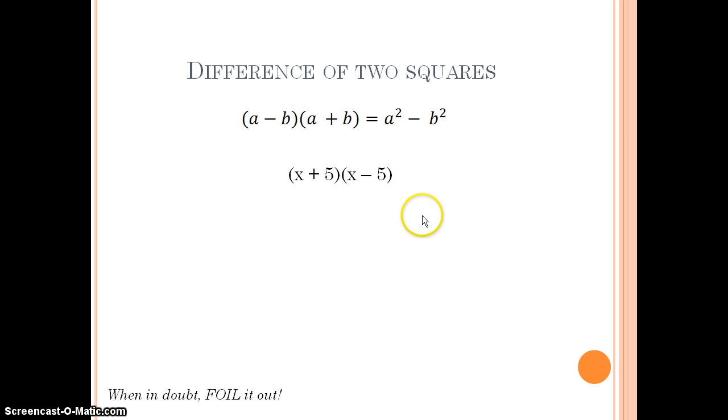All right, and we like to say, when in doubt, FOIL it out. So if you're not sure, you don't recognize the special case, you know how to FOIL this and you can always go back to that.